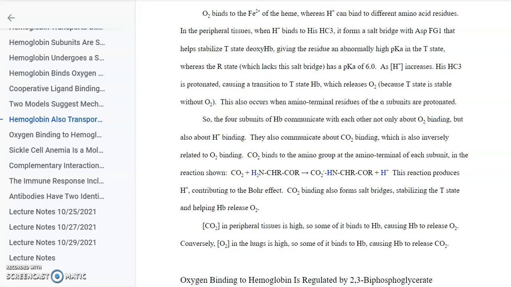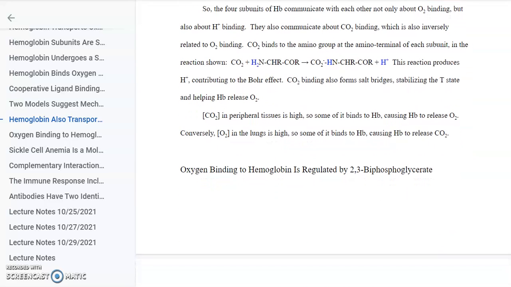As the concentration of H+ increases, histidine HC3 is protonated, causing a transition to T-state hemoglobin, which releases O2, because T-state is stable without O2. This also occurs when amino-terminal residues of the alpha subunits are protonated. So the four subunits of hemoglobin communicate with each other not only about O2 binding, but also about H+ binding. They also communicate about CO2 binding, which is also inversely related to O2 binding.